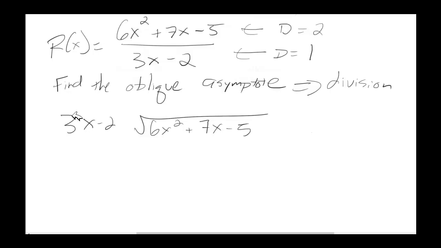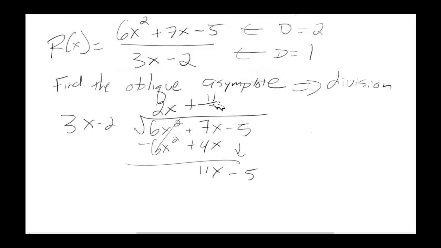What do I need to multiply 3x by to get to 6x squared? Then I need a 2x and multiply to everything. 6x squared minus 4x. Change my signs and add down. This gives me 11x, bring down one term. What do I need to multiply 3x by to get to 11x? So this one's a little tricky. I need to get an 11 out of a 3, so I need to multiply it by 11 thirds.